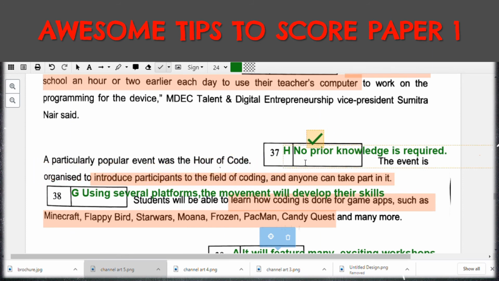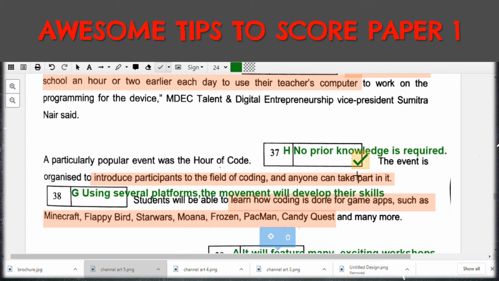You see, what are the possibles? The event is organized to introduce participants to the field of coding, and anyone can take part in it. Anyone can take part. Anyone means, of course, no prior knowledge is required. Prior knowledge means previous knowledge.